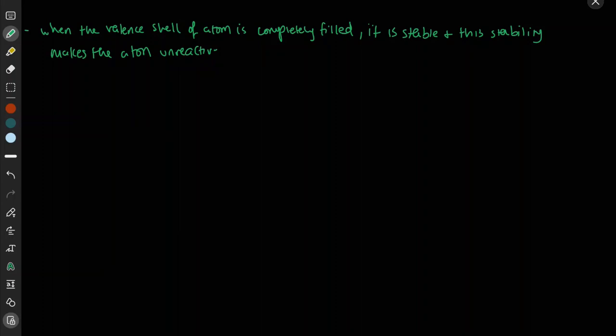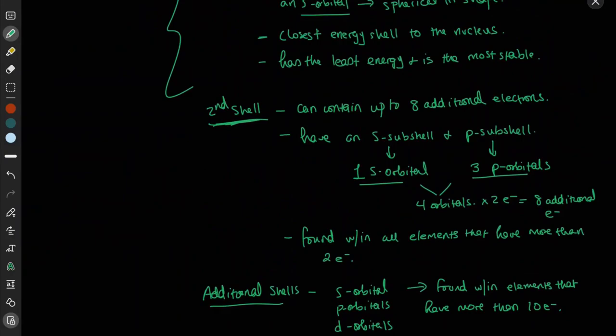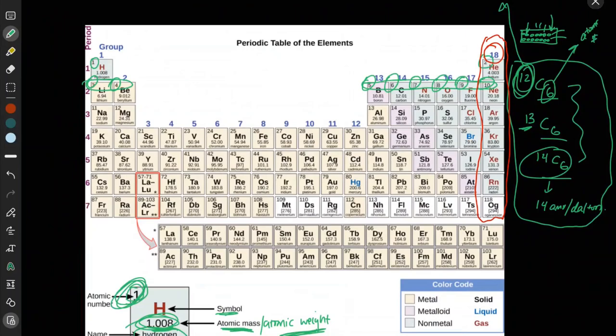Okay, so let's look at an example, right? If we look at the group 18 elements here on the periodic table, so the last column of elements, these are called the noble gases. And the reason they're called the noble gases is because they're unreactive. And they're unreactive because their valence shells are completely filled. And they have 8 electrons in their valence shell, which means that they satisfy the octet rule. And because their valence shells are completely full, they're stable, and that stability confers them the fact that they are unreactive. So that's where they're called the noble gases. So that's an example of elements that have completely filled valence shells.